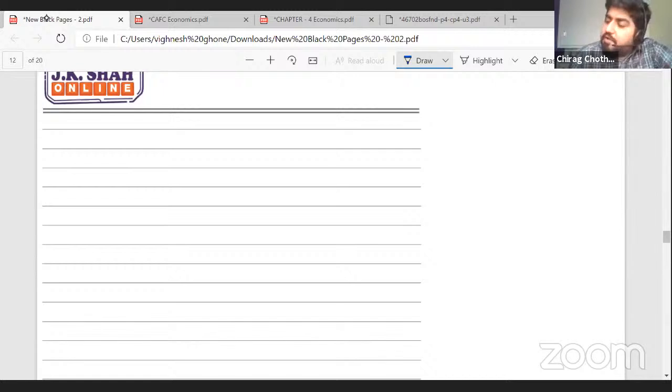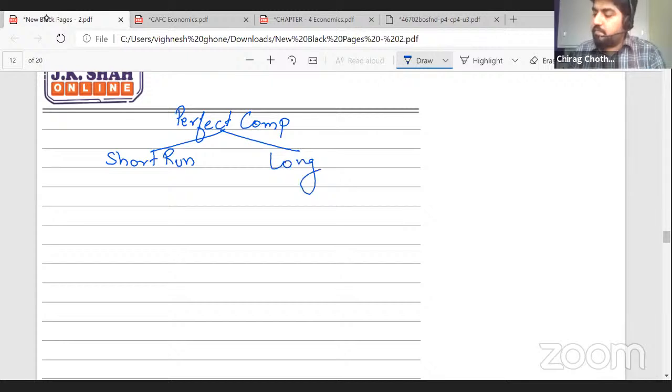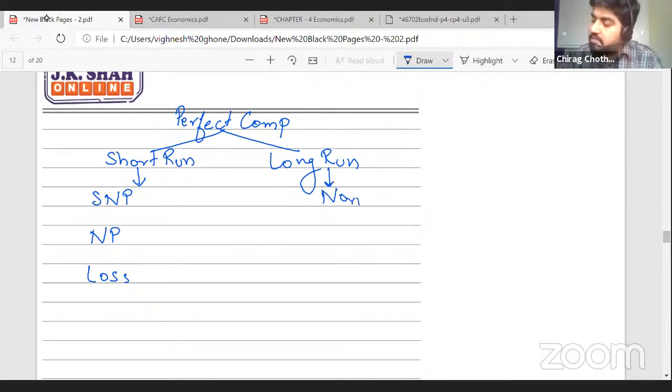So when we are talking about perfect competition, see this very carefully. In perfect competition, we have the short run and the long run. In the short run, you can earn supernormal profit, you can earn normal profit, or it can also be a loss. But in the long run, it will always be only one thing, and that is normal profit.